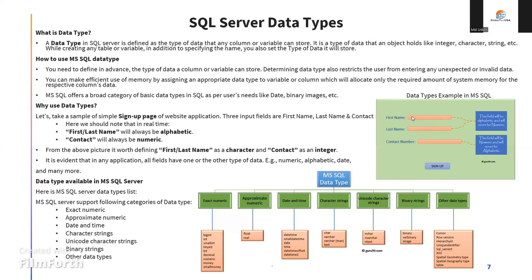As I said, we use this data type for the first name and last name as alphabetic, right? So whenever I put 0, 1, 2, 3, it will not take it because I need to provide alphabet, maybe Toha or Paul or something like that, right? And contact will always be numeric. Then the contact number will be numeric.